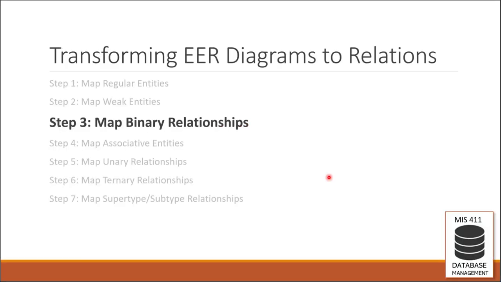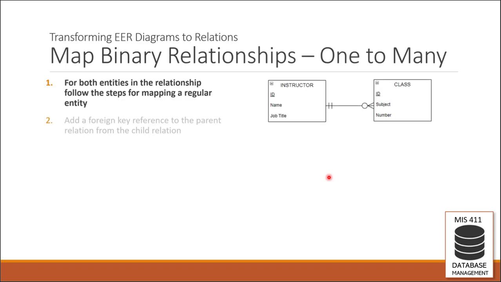So in Step 2 we mapped weak entities. Now in Step 3 we're going to map binary relationships. Hopefully, as you recall, a binary relationship just means there's a relationship between two entities, right? Binary, two, and there's a relationship between both entities.